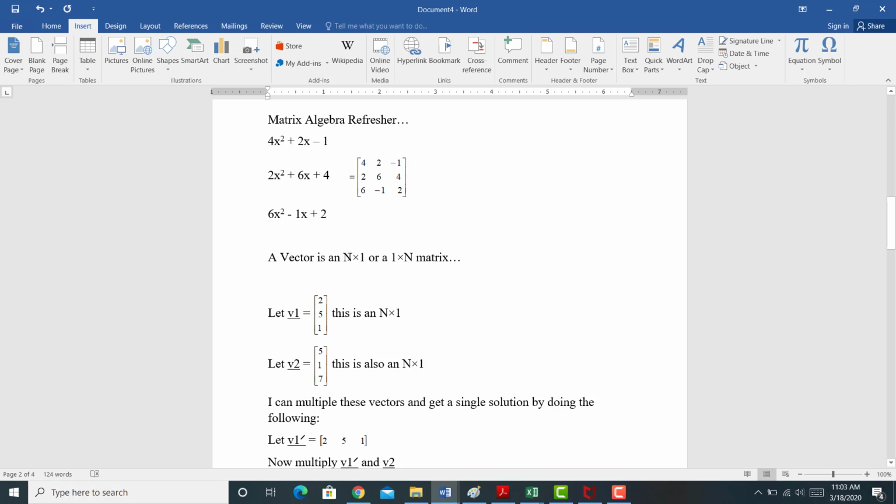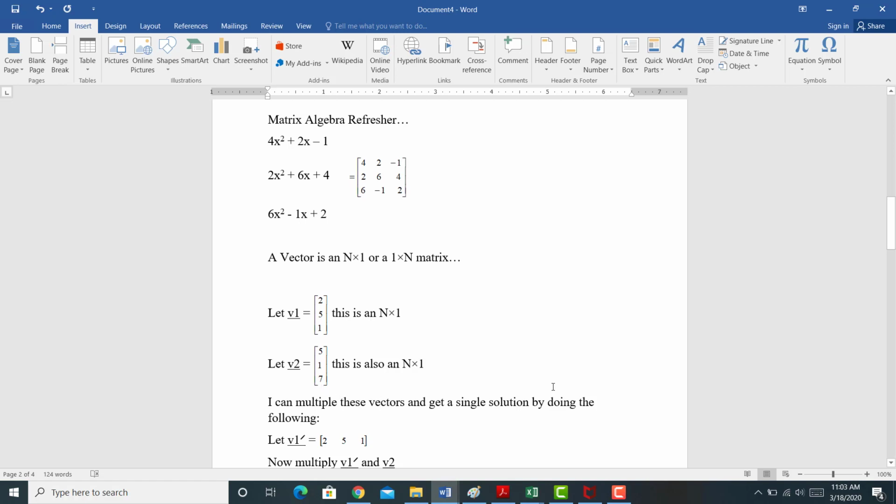A vector is an n by 1 or a 1 by n matrix. Let this vector v1, underlined, that's how I'm going to denote matrices or vectors, be 2, 5, and 1. So this is an n by 1, a 3 by 1 matrix. Let v2 have the following form: 5, 1, and 7. Again, this is an n by 1 matrix.